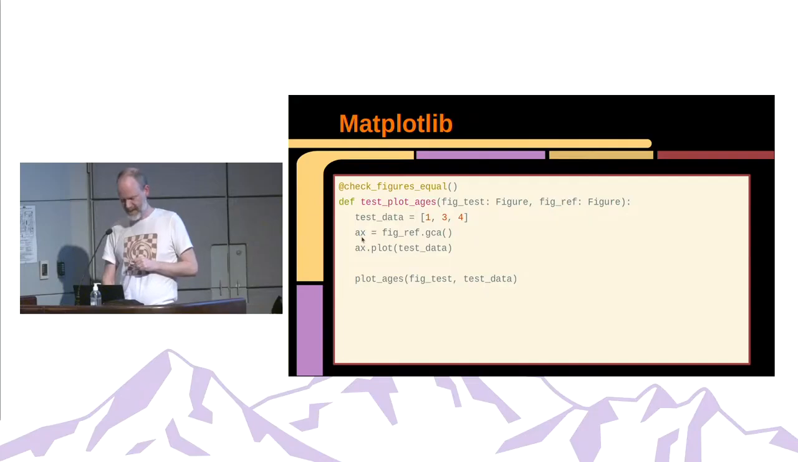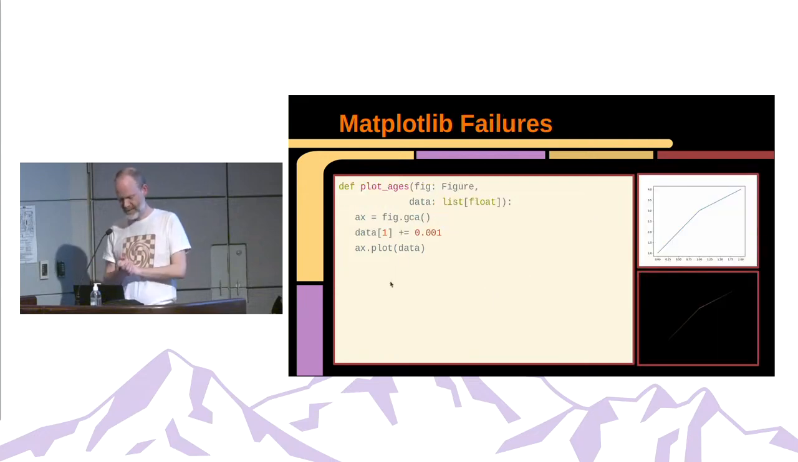So here's a trivial example where I've got some test data, just a list of 3 numbers. I get the axis off the figure because that's what you actually plot on. And then I use that same basic plot function that I used before, just plot the data. So this is my expectation. This is what I think my code will do. And now when I go and write the code, unfortunately I'm a little bit clumsy, and I introduced a small bug by adding a small number to one of the numbers in the list. And so when you run that test, it's going to fail because the two graphs aren't quite the same.